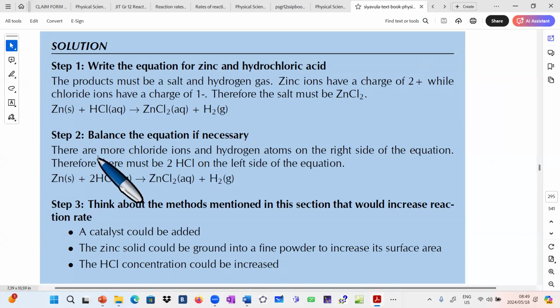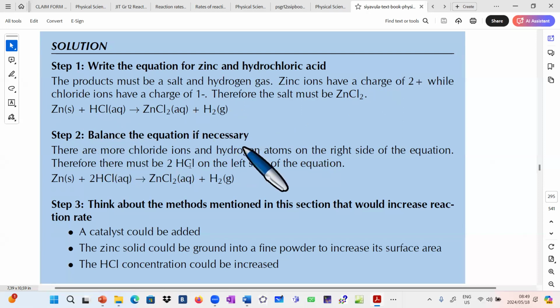Step 2. We've already written the skeleton equation. You have 1 zinc here and 1 zinc there, and you have 1 hydrogen on one side and 2 hydrogen on the other, so it's not balanced. You also have 2 chlorines in ZnCl2 and a single chlorine in HCl. So this is not balanced. This is the equation for zinc and hydrochloric acid: zinc chloride and hydrogen gas.